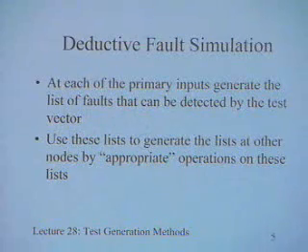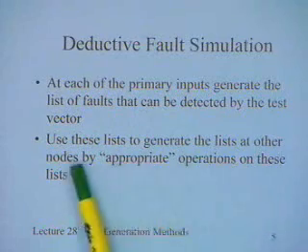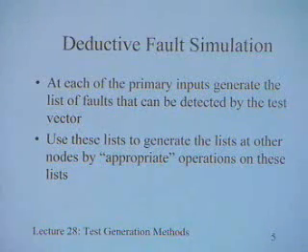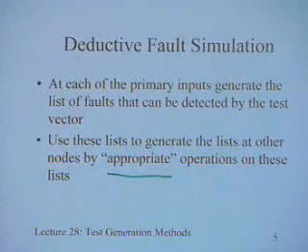Because if the true value and the faulty value are the same, that particular test vector is useless to detect that fault. Okay. So at each of the primary inputs, generate the list of faults that can be detected by the test vector. Use this list to generate the list at other nodes by appropriate operations on these lists, and I will take this example and explain to you how this works.